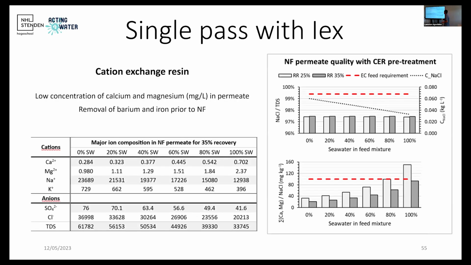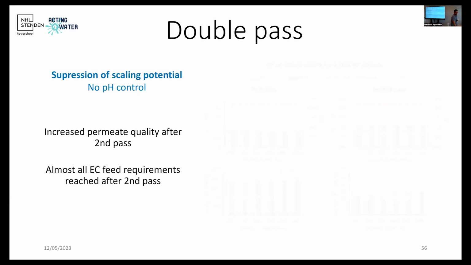And when you think about the single pass with an ionic exchange column, well, it's better. You can see, for example, here the critical parameter, concentration of calcium magnesium versus sodium chloride. We could get quite good values with 60% seawater feed mixture, but it requires the feed mixture, and also it will add the ionic exchange. But it's possible as long as you have a bypass of feed mixture.